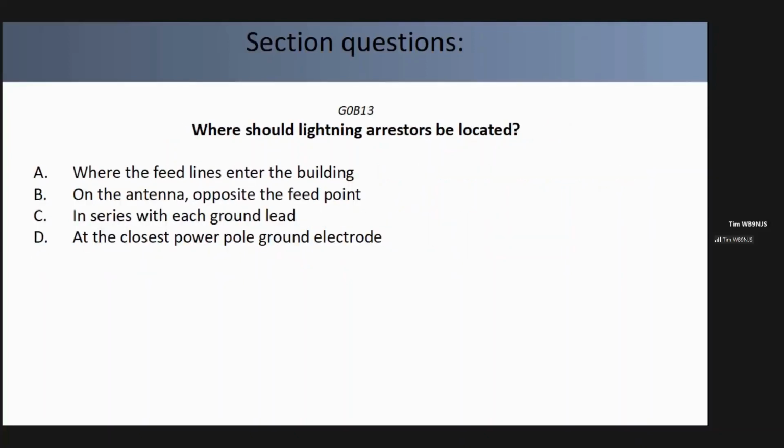Where should you locate those lightning arresters? Where should they be located? Well, those go in feed lines. So the only answer with feed line in it is where the feed lines enter the building. You want to have them outside the building, and of course they're going to be attached. The ground lugs on those will be attached to the station lightning ground system.